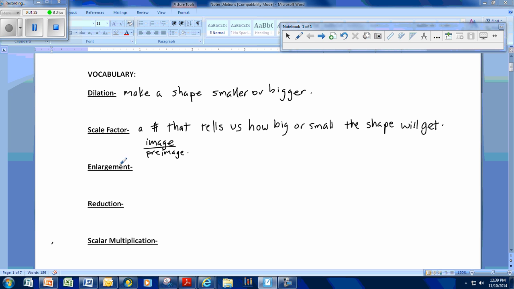Okay? An enlargement is when it gets bigger, and the scale factor is always greater than 1, if it's an enlargement. All right? A reduction is when it gets smaller. And for that, the scale factor will be less than 1, but greater than 0.